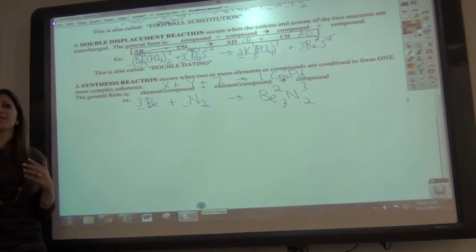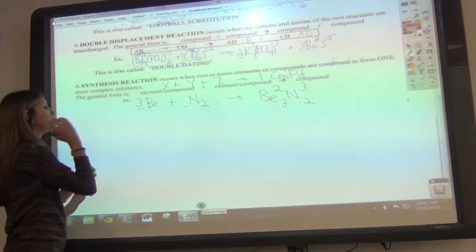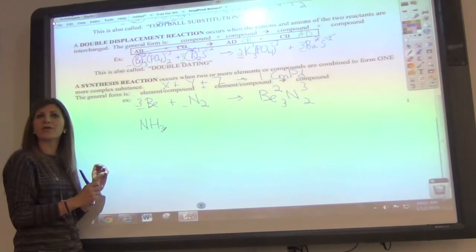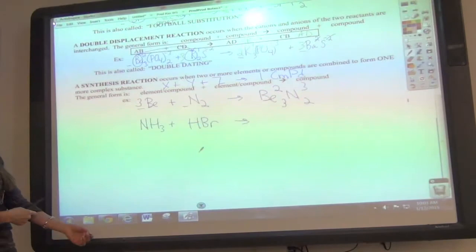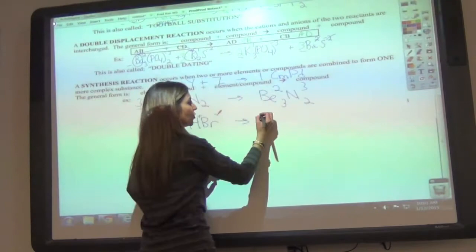For example, you could have something like ammonia, NH3. This is not ammonium. What's ammonium? NH4+. This is a compound, it's ammonia. Let's react it with hydrobromic acid, HBr. Hydrobromic acid, meaning that there's no polyatomic ion, so HBr, plus and minus. And then I would have to tell you that you get one single compound.